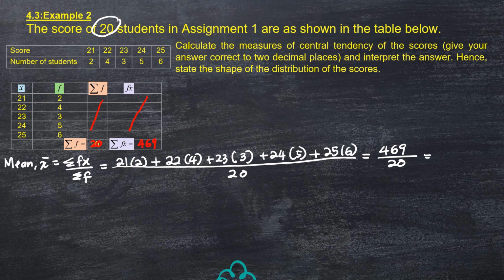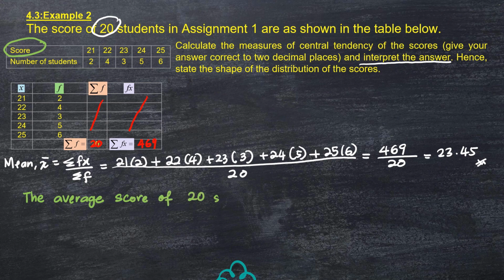So at the end, your mean is 23.45, and we have to interpret the mean. Even if the question doesn't ask you to interpret, you need to interpret it. Here the question asks you to interpret. Our interpretation will be, as it is a mean, we have to have the word average. Average of what? Our subject is score. So the average score of 20 students in assignment 1 is 23.45.